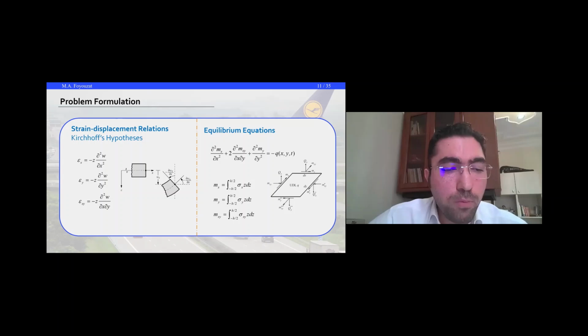Since we have assumed that our plate is thin, we use Kirchhoff's hypothesis to write the compatibility equations. Furthermore, the equilibrium equation for a differential element of the plate is given in this form, as shown on this slide.